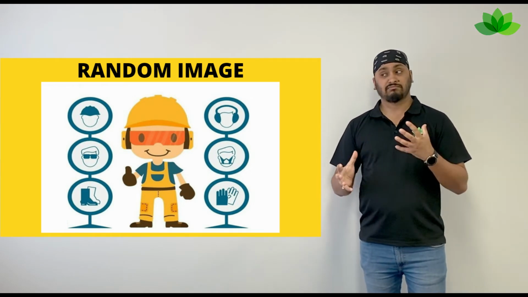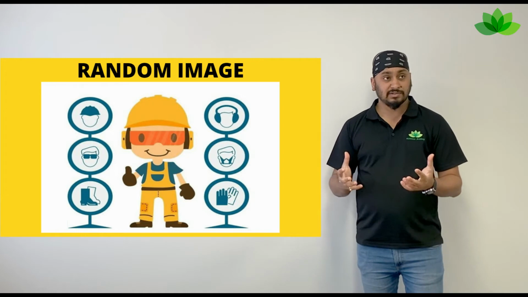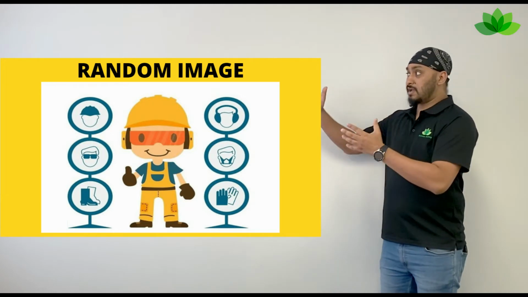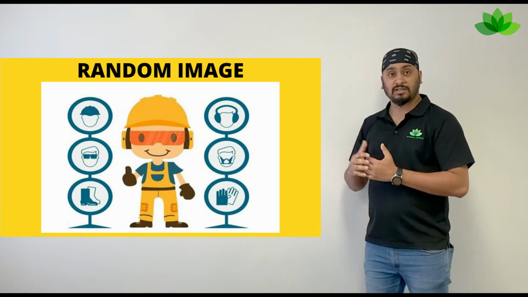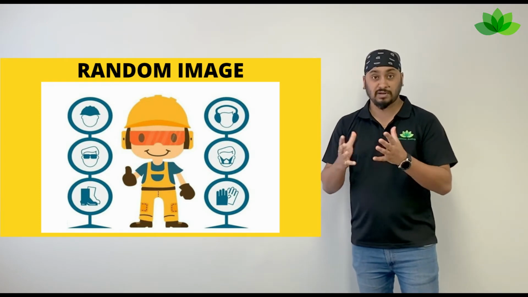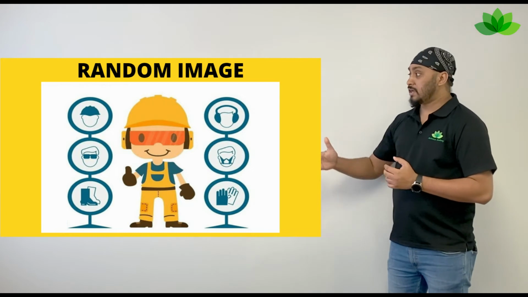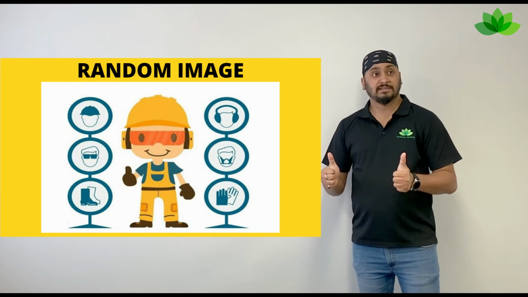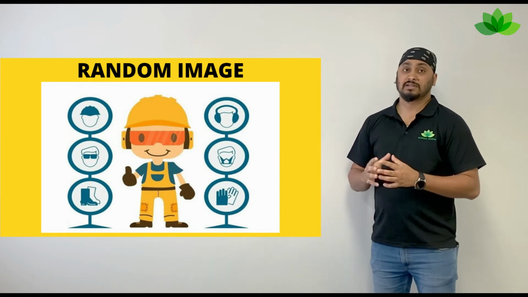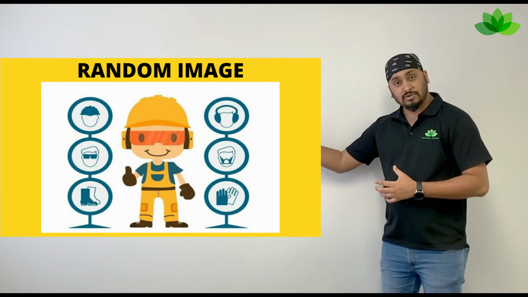Now, in this case, what you can ideally see over here is that this person, this character, is wearing a hard hat, a protective hat on the head. On the other hand, he's also wearing some protective boots on the bottom, and he's also wearing some gloves and some protective glasses.